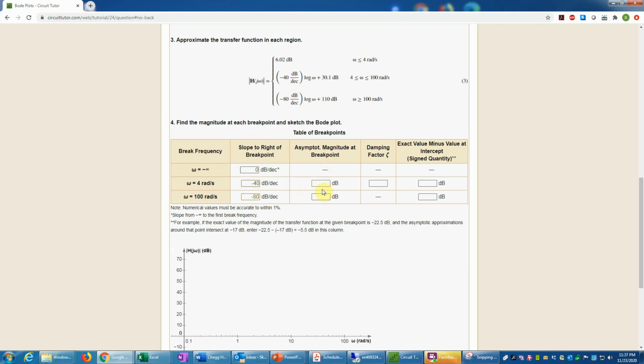And the asymptotic magnitude at the breakpoint, well, at 4 radians per second, we're on the boundary between these two regions. And remember that these two asymptotic approximations will always intersect at those break frequencies. So we could use this expression, or we could use this one. We could put in 4 here and take its log to the base 10 and multiply by -40 and add to 30.1. But it's, of course, much easier just to use this one since that's already a number. So I'm just going to use this one as 6.02.